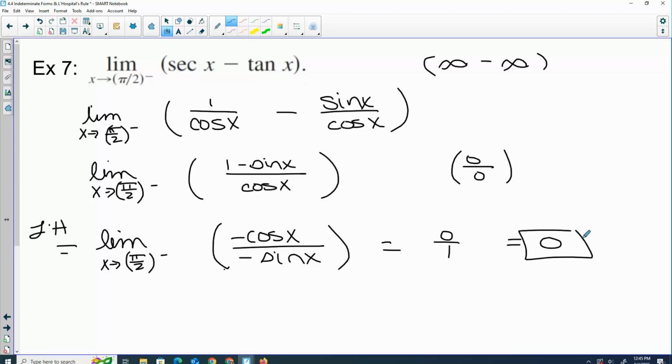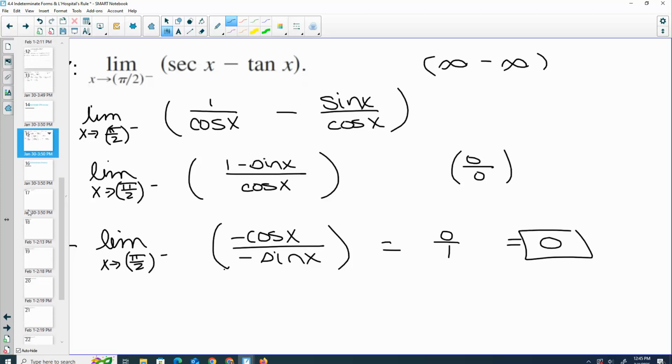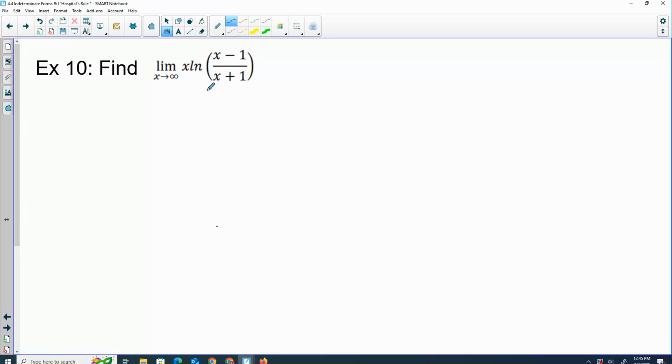So is that one okay? Yes. All right. Let's jump to example 10, I think. x divided by n. What does that mean? This is x times the natural log. Oh, that's an L. Okay.